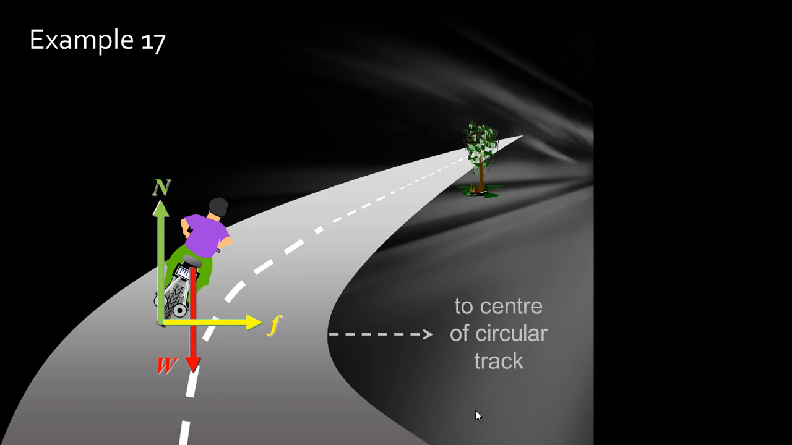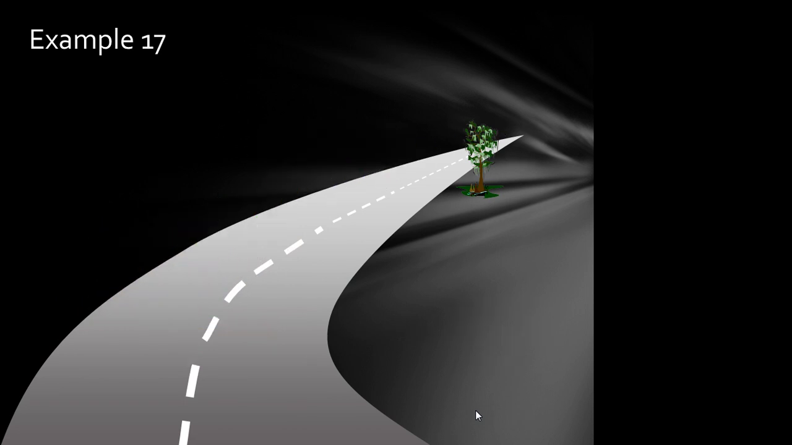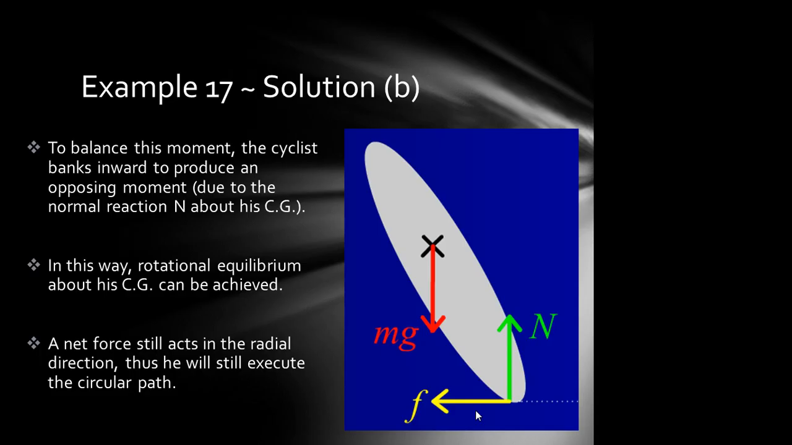So is this object in translational equilibrium? Still no, because there's a net force in the horizontal direction. But is it in rotational equilibrium? Let's find out.